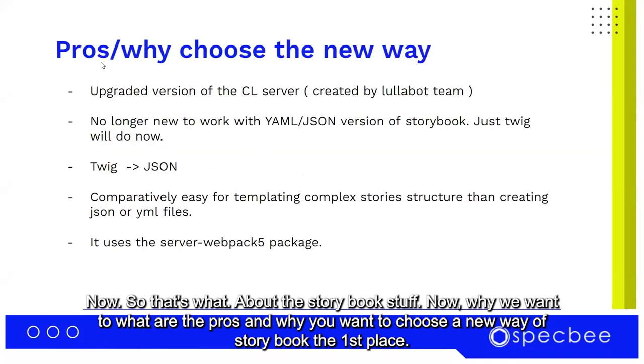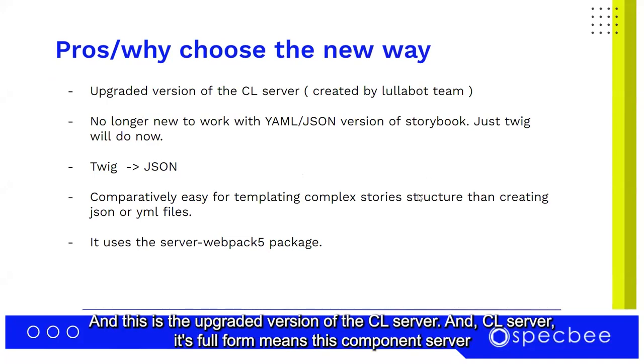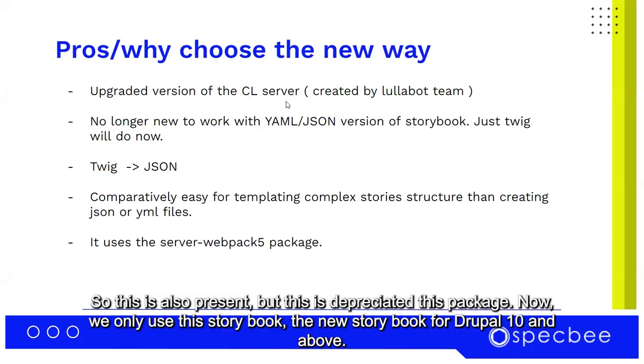Now, what are the pros, and why do we want to choose the new way of Storybook in the first place? This is because the CL server version, which was the previous version, was very popular and was created by the Lunabot team. And this is the upgraded version of the CL server. CL server's full form is component server. This is also present, but this package is deprecated. Now we only use the new Storybook for Drupal 10 and above.